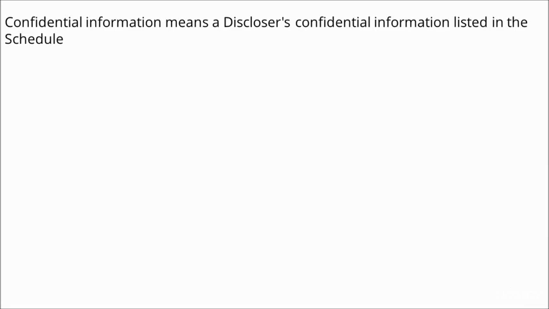Confidential information in an NDA can be drafted as follows. Confidential information means a disclosure's confidential information listed in the schedule. Please note our draft mentions a schedule. Depending on your business, you can fill out the schedule to include what information you would like to keep as confidential.